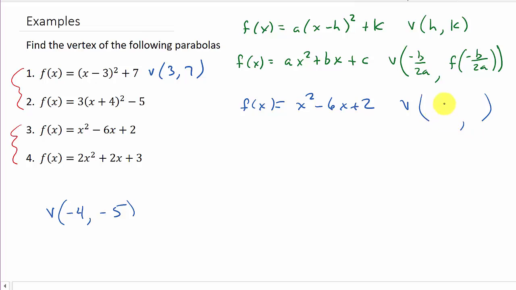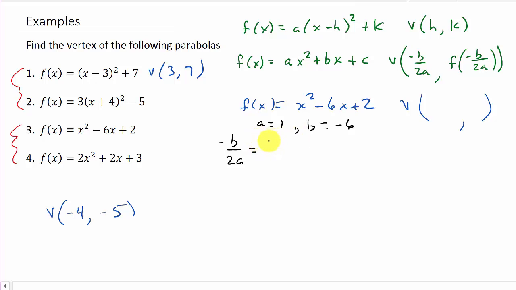So I need the x coordinate of my vertex and I need the y coordinate of my vertex. So let's find the x coordinate first. Well, that is minus b over 2a. In this problem, we can see that a, the number in front of x squared, is 1. And b, the number in front of x, is negative 6. Okay? A and b is just like when you were finding a, b, and c using the quadratic formula. Same thing.